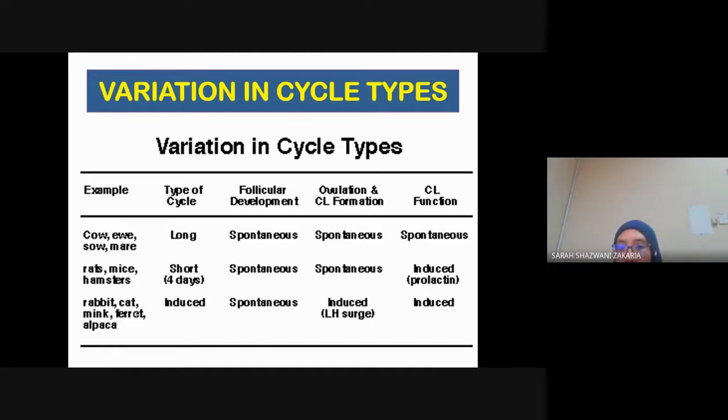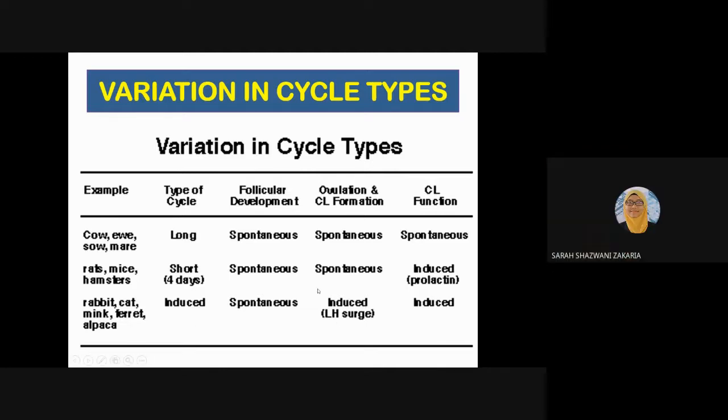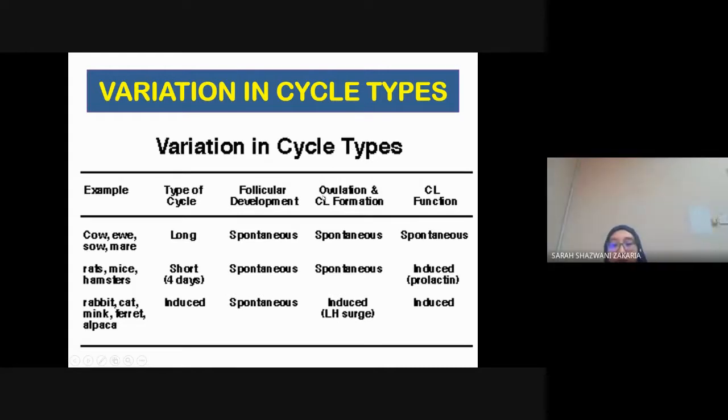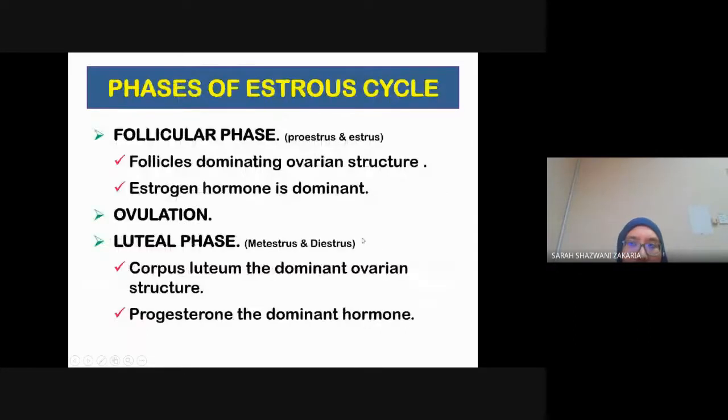On the right-hand side here, follicular development can be spontaneous. Ovulation and CL, corpus luteum formation, can be spontaneous. This one is induced: the LH surge. That LH surge transforms the corpus luteum, and it also causes the ovulation event. The rest is spontaneous, meaning once coitus occurs, then ovulation can occur, if I'm not mistaken.